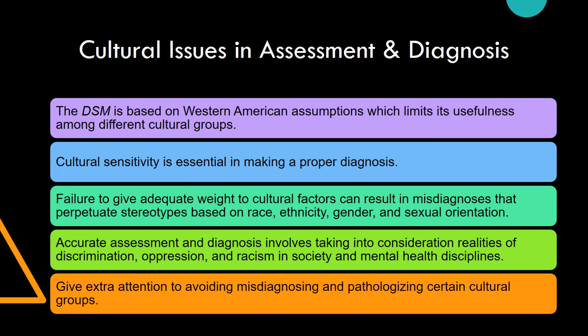And so accurate assessment and diagnosis involves taking into consideration realities of discrimination, oppression, and racism in society and mental health disciplines, and how that is impacting how your client sees themselves, and how you yourself are perceiving the client. So all of these things have to be at the forefront of your mind to make accurate diagnoses. Make sure to give extra attention to avoiding misdiagnosing and pathologizing certain cultural groups. Just because it's not your particular cultural norm doesn't mean that it in and of itself is abnormal. So that needs to be taken into consideration as well.